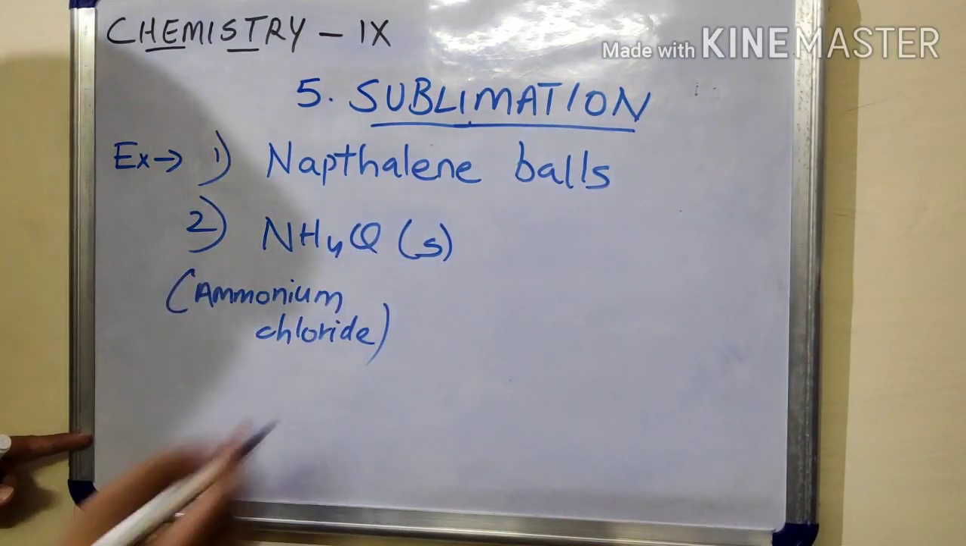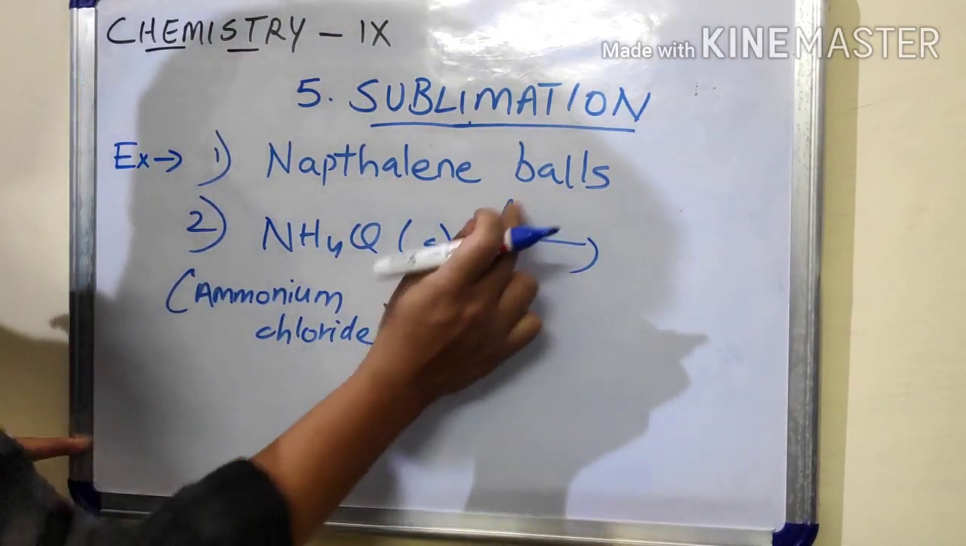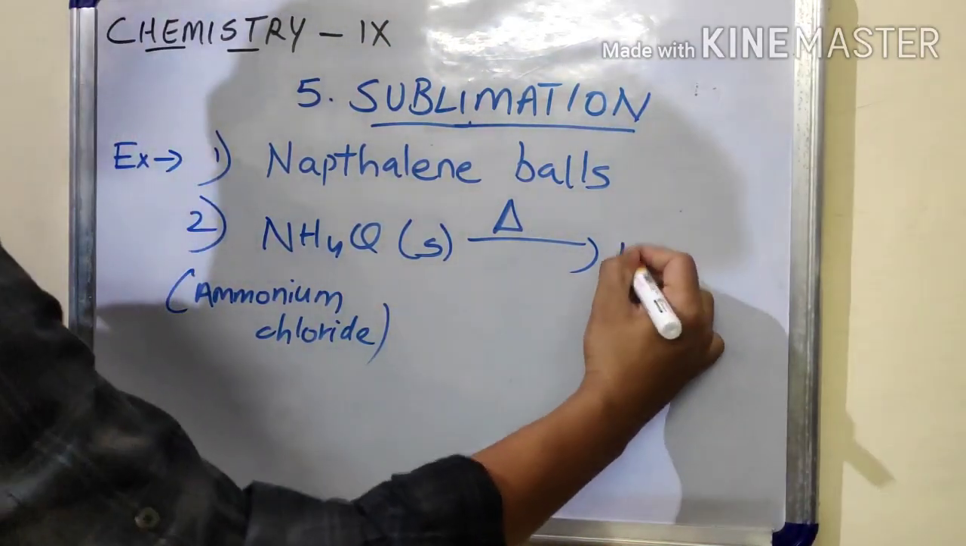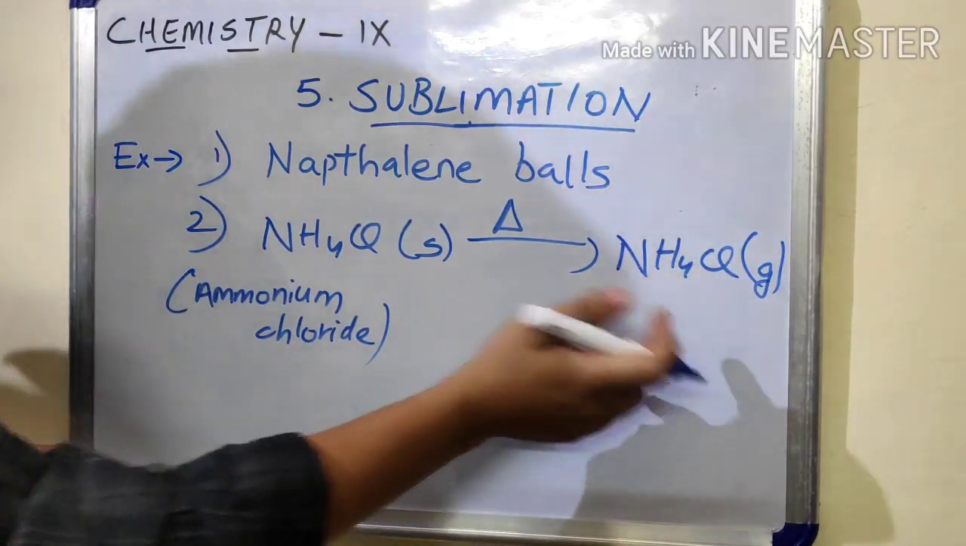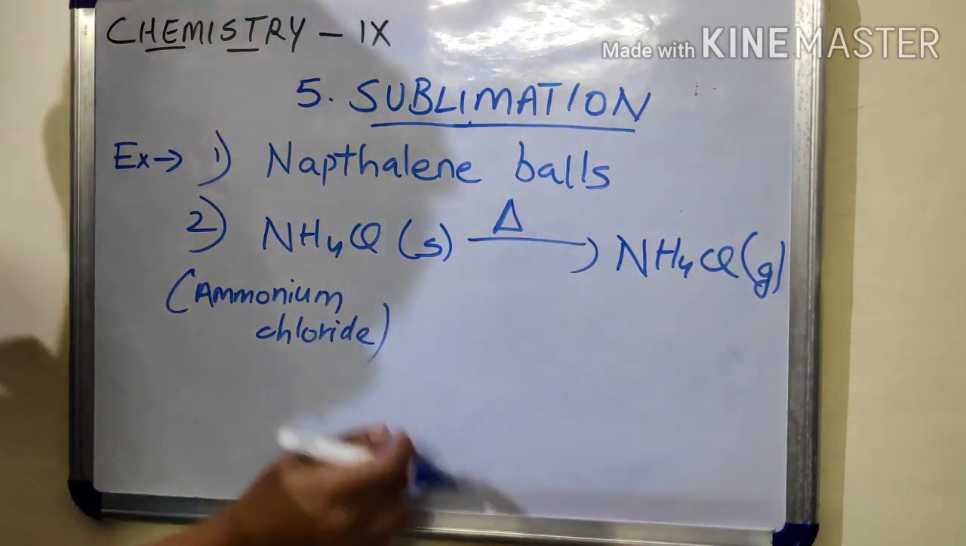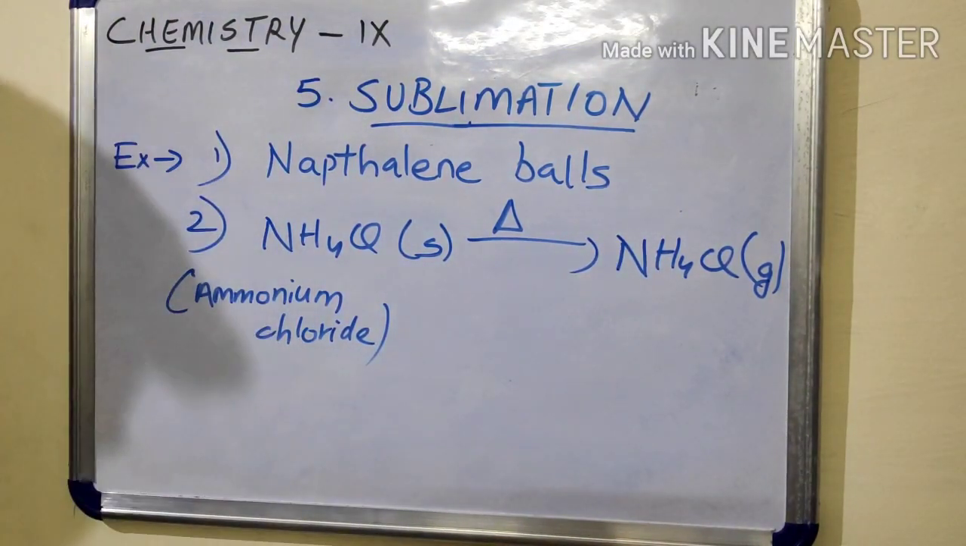So this is your solid. When you heat it, remember this symbol, this is for heat. It directly changes into its gaseous state or vapors. Okay, NH4Cl.